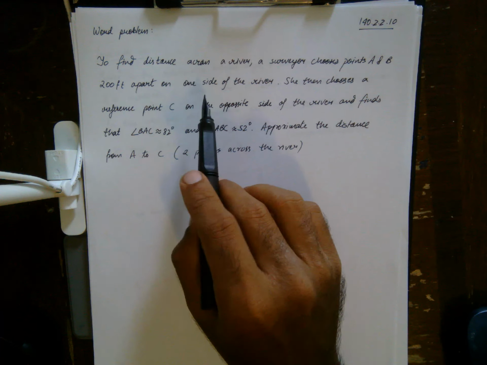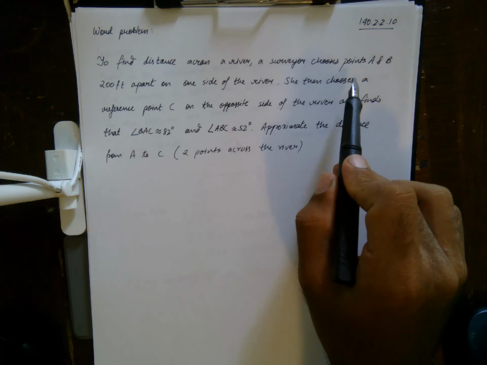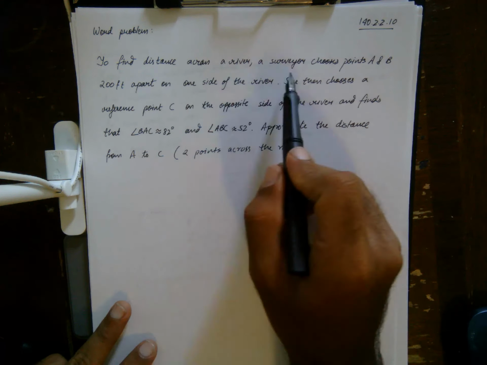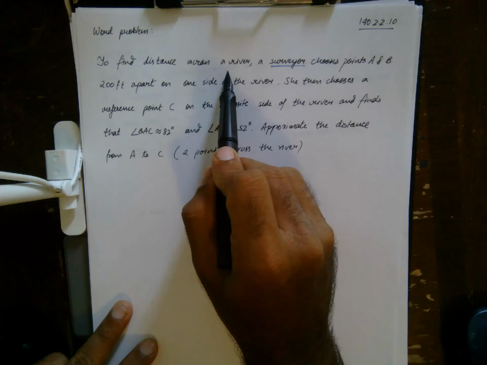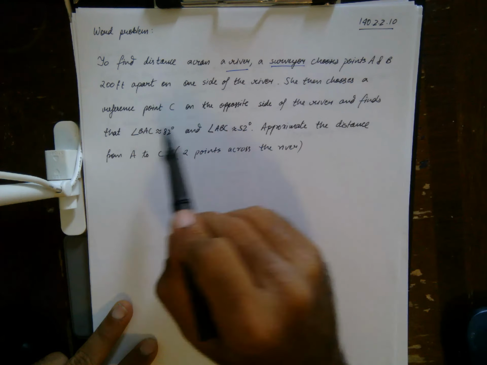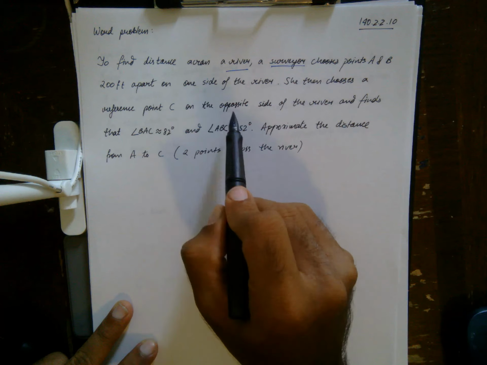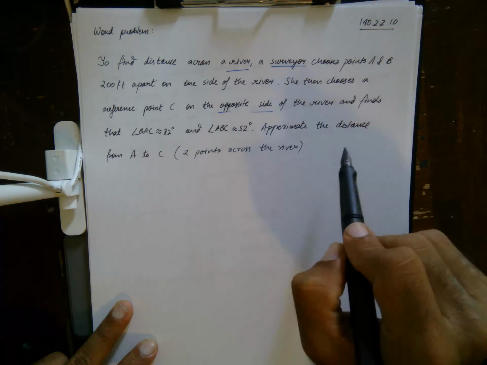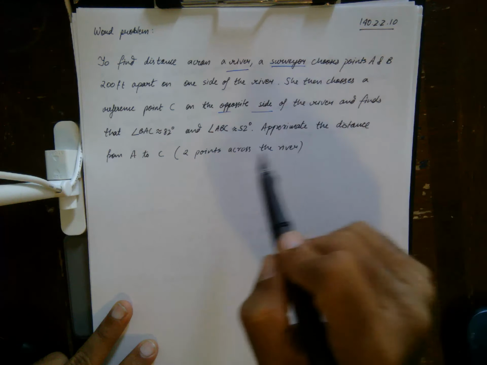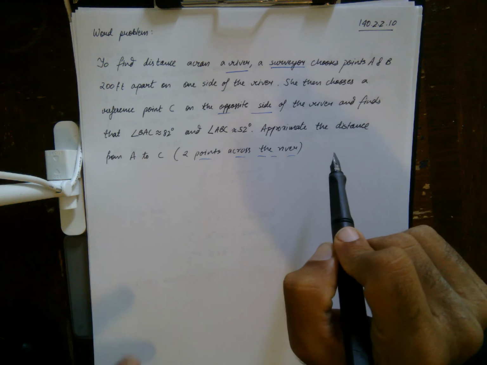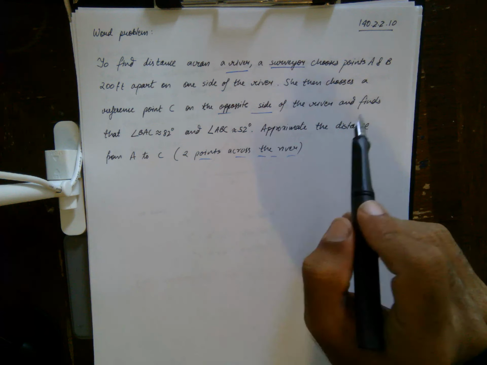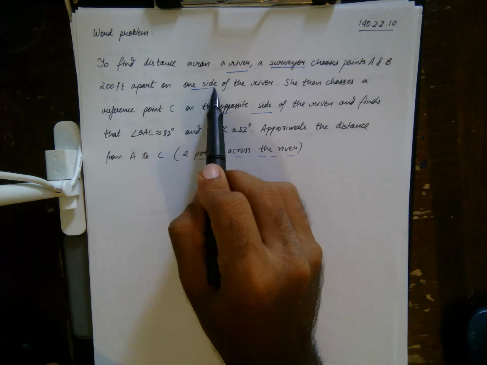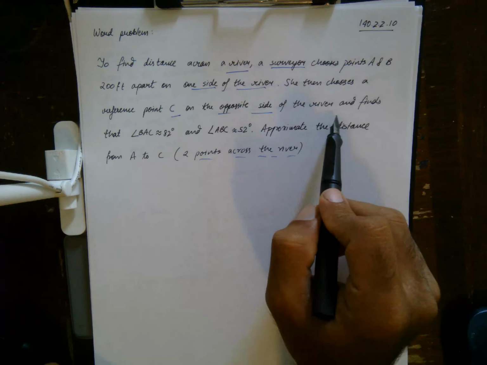To find distance across a river, a surveyor chooses points A and B 200 feet apart on one side of the river. So let's mark, there's a surveyor, there's a river. She then chooses a reference point C on the opposite side of the river and finds that angle is something in something. Approximate the distance from A to C, the 2 points across the river. So what we are dealing with here is a river, points A and B on one side of the river, point C on the opposite side of the river.